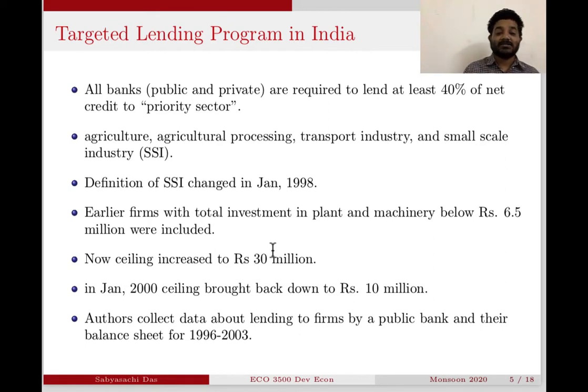Now, getting data is not so easy. So what they do is they approach a large public bank and try to get some data out of them. The data they have is from one large public bank, about the firms that they have lent to during this period, 1996 to 2003. These firms have to submit their balance sheets to the bank, because the bank demands that you submit your performance details, given that you are getting money from the bank. So they have access to the balance sheets, which allow them to look at sales and profits for these firms for these periods.